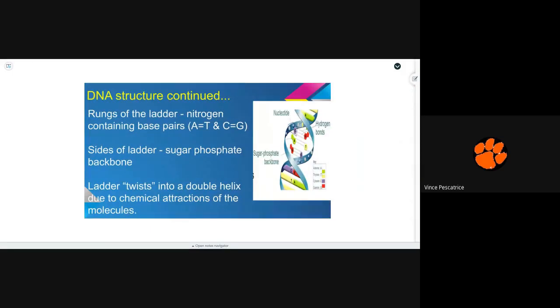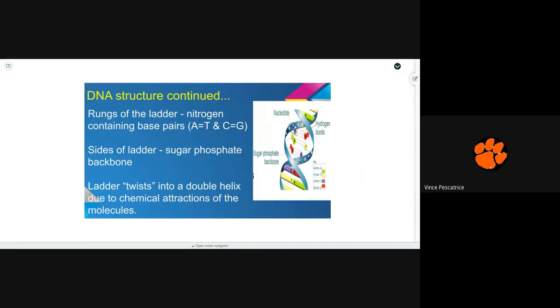All right, so the structure of DNA is continued. It looks like the rungs of a ladder that's twisted. The sides of the ladder are the sugar phosphate backbone. So it's got the sugar molecule and the phosphate. If you look closely, you can see the thing we just talked about. That blue ball is the phosphate. The pentagon is the sugar, the sugar backbone, and then the base pair pops off of it.